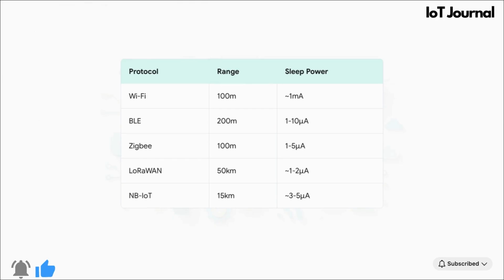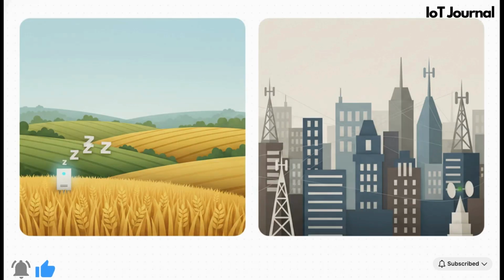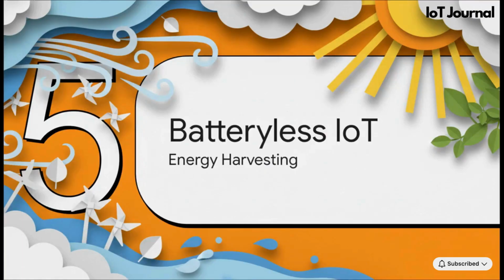Now, comparing those two heavyweights, LoRaWAN and NB-IoT, they're both fantastic LPWAN options. But here's the key insight. LoRaWAN actually consumes slightly less power than NB-IoT when it's in its sleep state. And that extreme, obsessive level of energy efficiency makes LoRaWAN the absolute favorite when we start talking about getting rid of batteries entirely. And that takes us to Section 5, Batteryless IoT and Energy Harvesting.